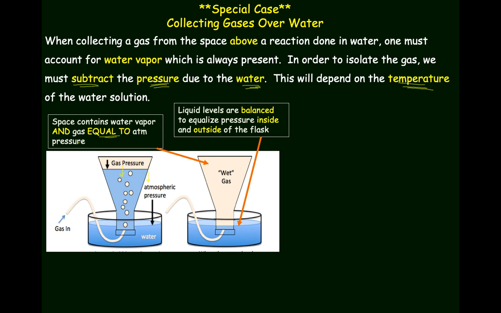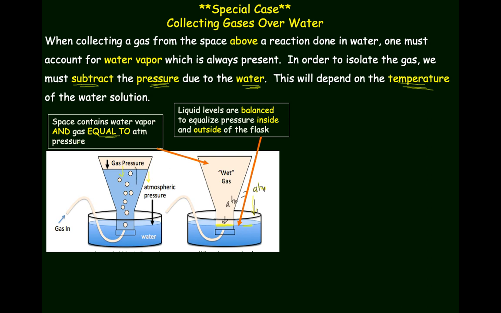Now, once you stabilize the liquids here, once you make this even with the level of this liquid, that means ATM pressure is pushing here. That means the atmosphere pressure pushing here is the same as the pressure pushing in the flask. So these pressures are equal now. The liquid levels are balanced to equalize the pressure inside and outside the flask.